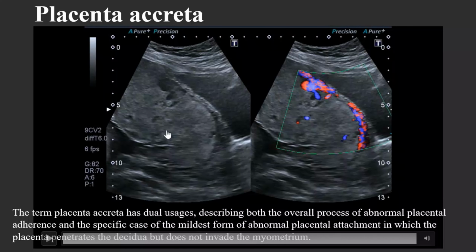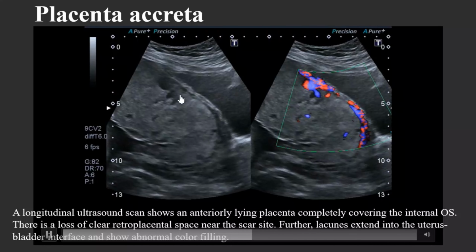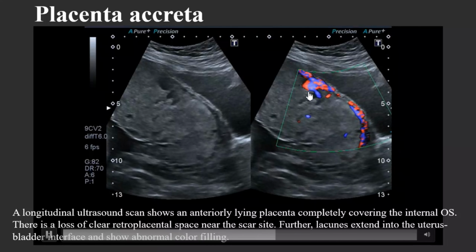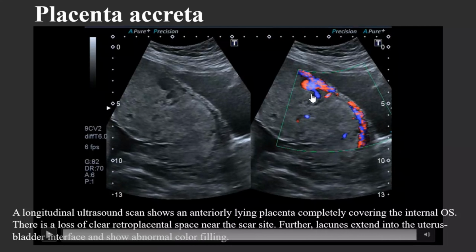Here you can see the longitudinal ultrasound image, and it shows the anteriorly lying placenta which is completely covering the internal os, and there is loss of clear retroplacental space near the scar site. Further, the lacunae extend into the uterus-bladder interface, showing the abnormal filling defect.